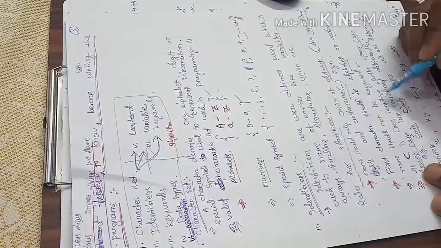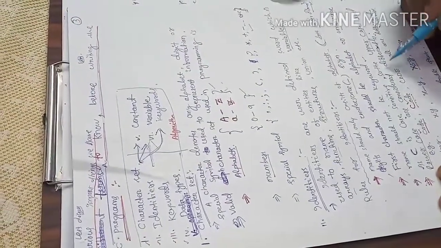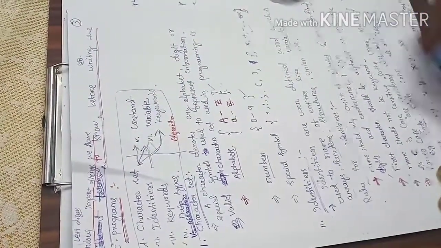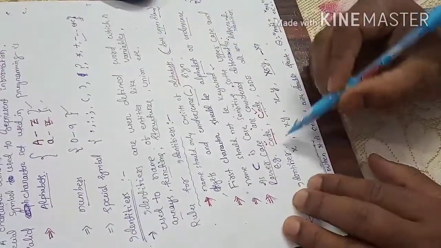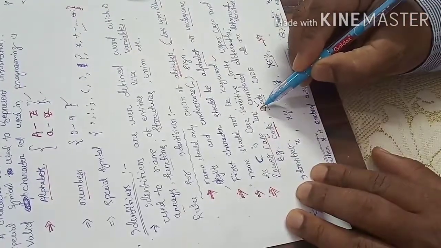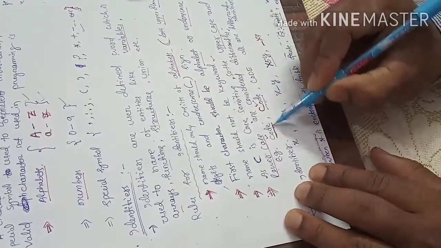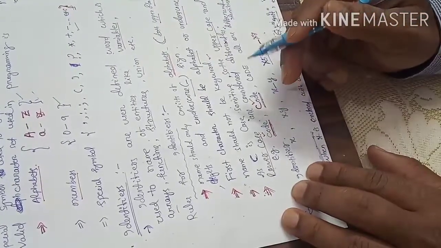Name should not be a keyword, as C is a case sensitive language, so the uppercase and lowercase are considered differently. For example, here code with small c o d e, but here capital C o d e. These two are different. We have to consider like that. Otherwise, it will give error.